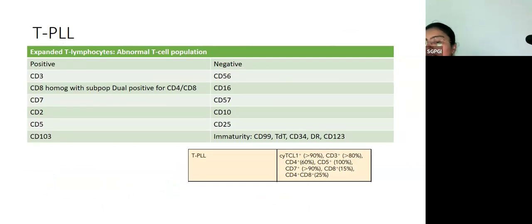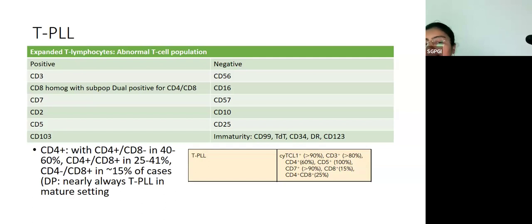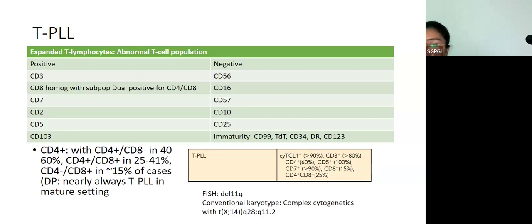If you have a look at it, CD4 is positive in the majority of the cases. CD8 and CD4 dual positivity is seen in about 25 to 41%, and only about 15% of cases are CD8 positive. Remember that dual positivity for CD4 and CD8 in the context of a mature T cell lymphoma almost always is a TPLL.